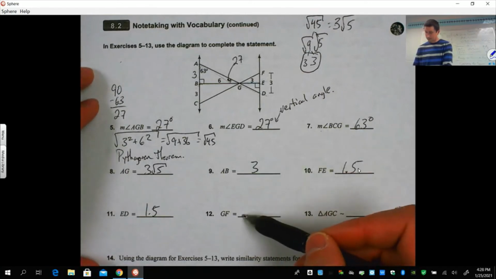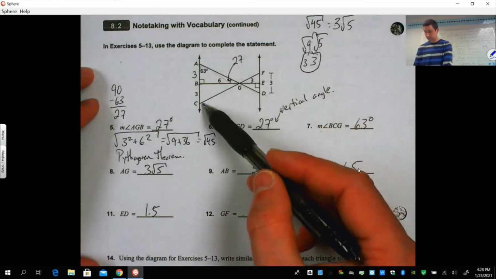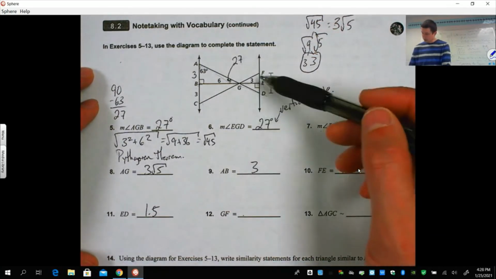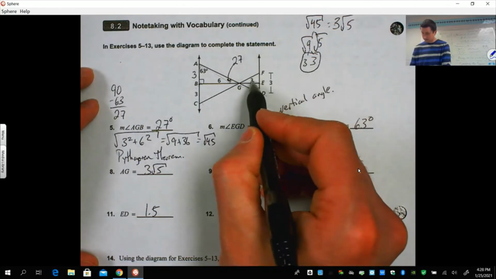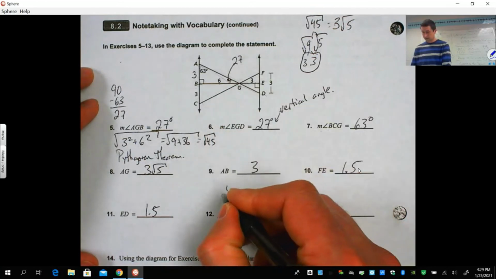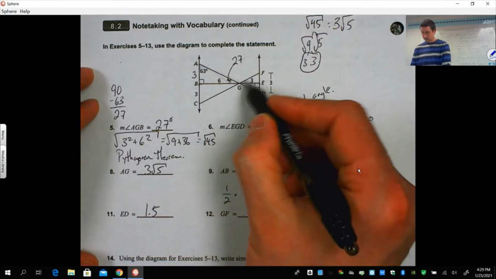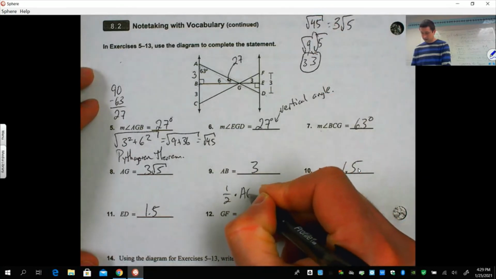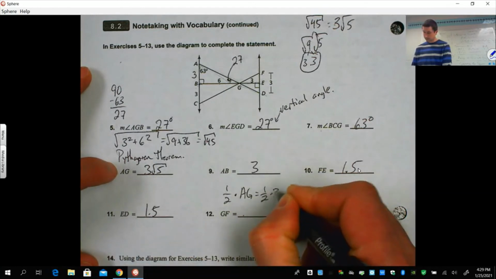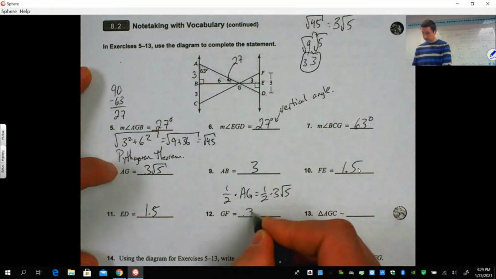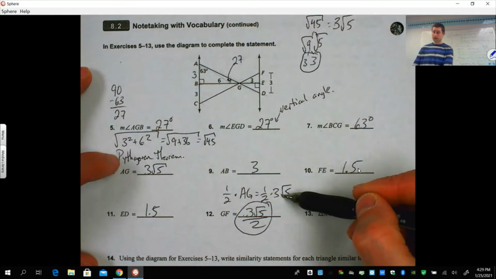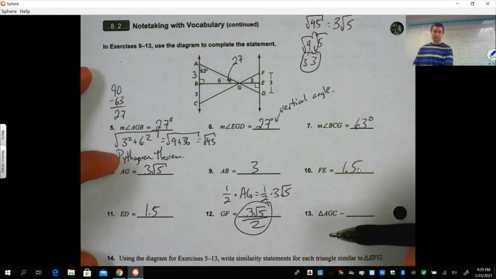Okay, GF. Now I want you to notice the similar triangles going on here. These create similar triangles, we've already talked about that. GF is this length right here. You see how this 3 is half of 6, so this triangle is half of this one. So GF has to be half of AG. We said AG is 3 times the square root of 5, so that's 1/2 times 3 root 5, which gets written as 3 root 5 over 2. The 2 goes on the bottom.